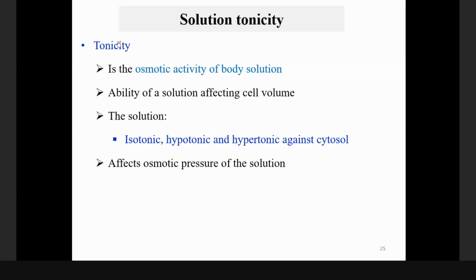Otherwise, if the concentration of the blood is less than the concentration of fluid inside the cell, then your blood or that solution is called hypotonic. Otherwise, it's called hypertonic, against intracellular fluid, or that's called cytosol. So this tonicity always affects the osmotic pressure of a given solution.